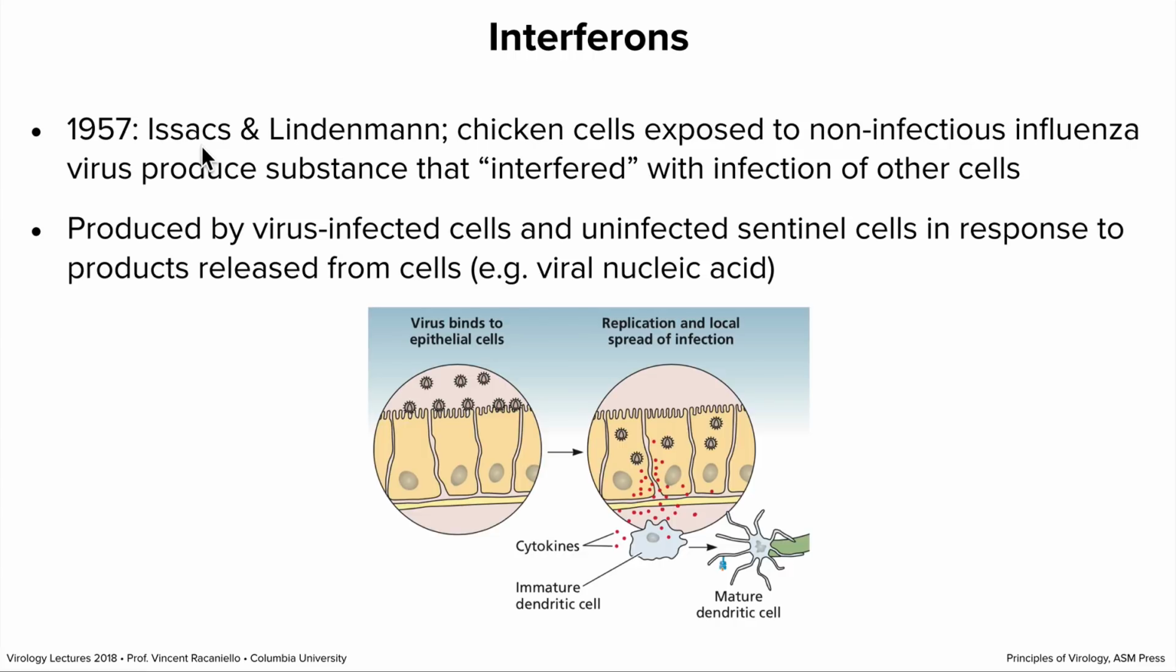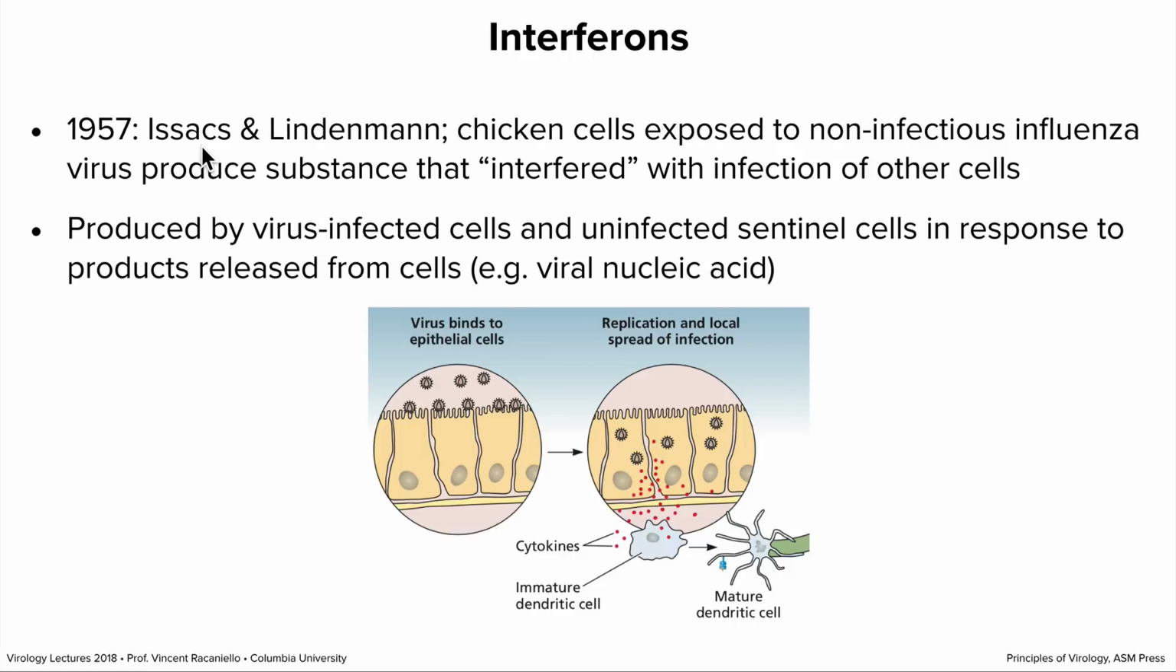They put this virus on cells, and the cell supernatant, after a period of time, contained a substance which, if placed on other cells, would inhibit infection. They discovered this reproducibly, and they called it interferon. Great name, because it interfered with the replication of viruses. And now we know that interferons are a whole class of substances made by virus-infected cells.